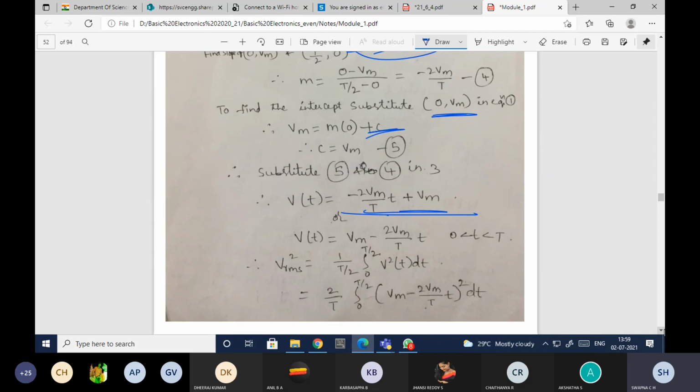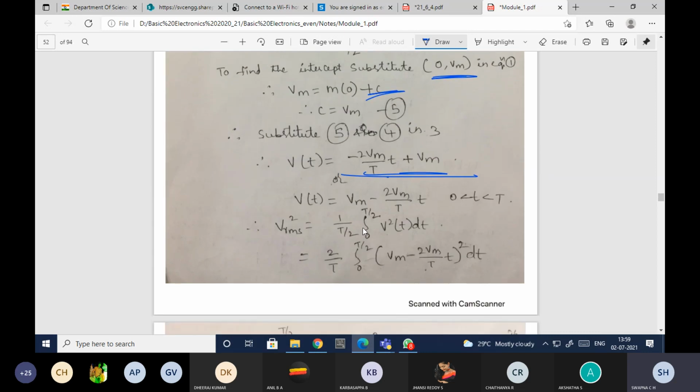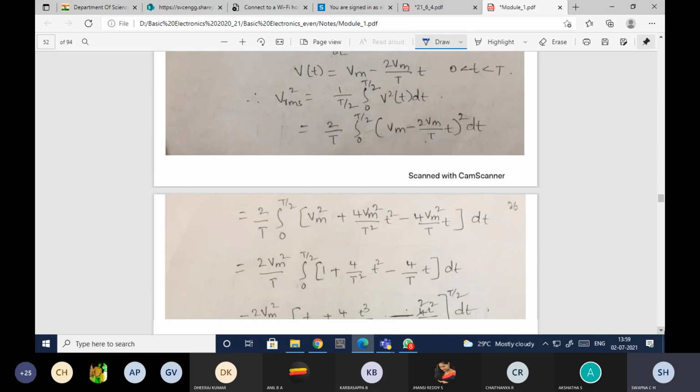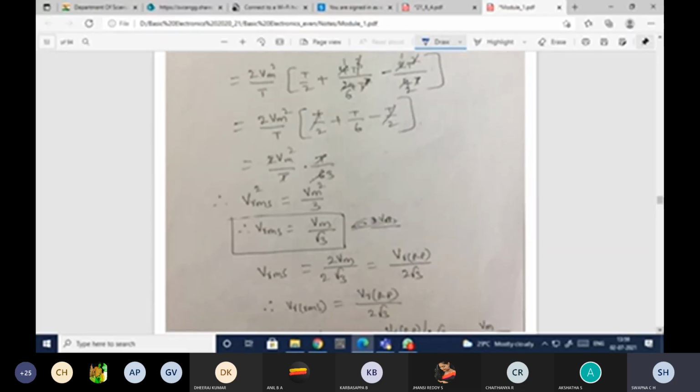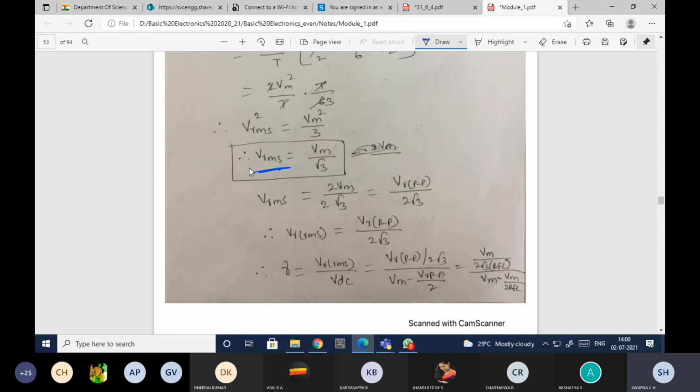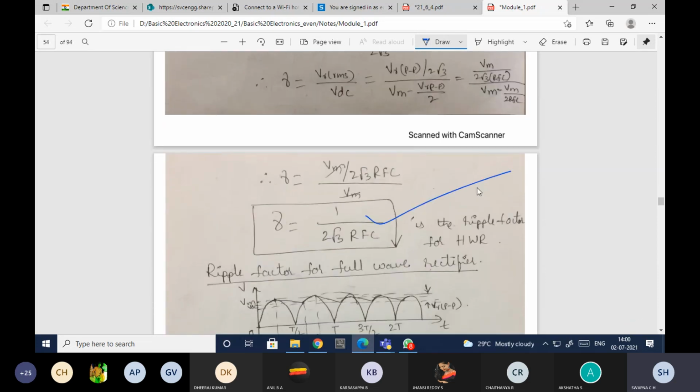Then I have taken the RMS value, simplified the expression, and substituted the limits. Finally, I have got V RMS as nothing but Vm by √3. Instead of Vm, I told you Vs; when I was explaining, I took Vs because if I wrote Vm, you might get confused, so that's the reason I changed the notation there. So 2Vm is nothing but V ripple peak to peak by 2√3. Finally, I have substituted V RMS and V DC, so we have got 1 by 2√3 RFC.